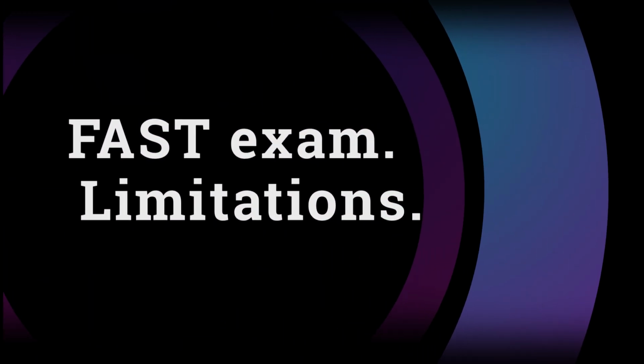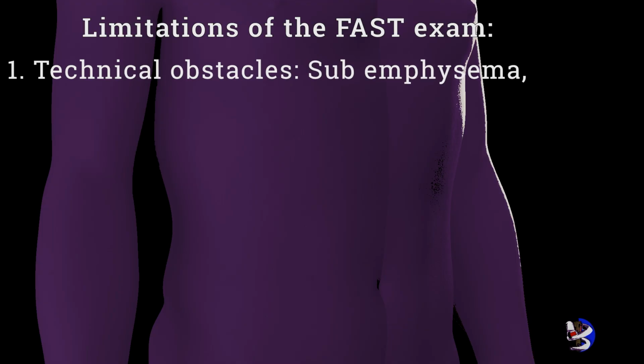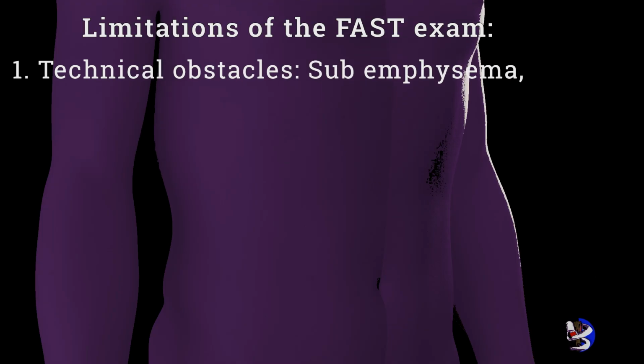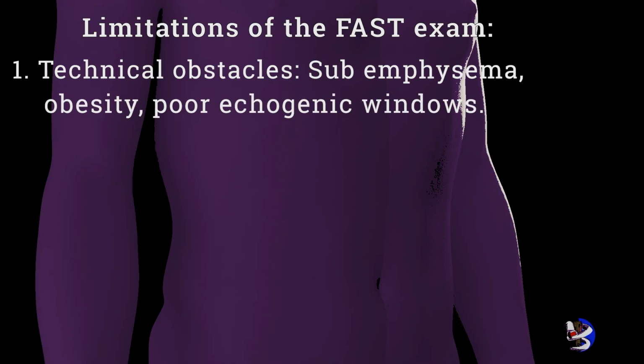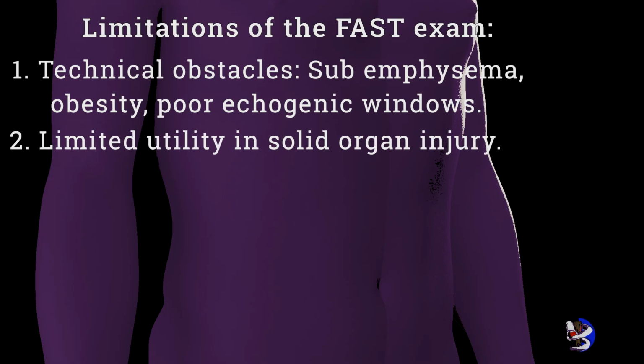Limitations of the FAST exam. Limitations of trauma ultrasound include the following. Technical obstacles that impair ultrasound performance, such as bowel gas in the near field, that prevents us from seeing deeper structures, subcutaneous emphysema, and obesity. The FAST exam has limited utility for detecting solid organ injury, especially in the absence of free intraperitoneal fluid. The same is true of bowel or retroperitoneal injury, as well as isolated penetrating injury to the peritoneum.